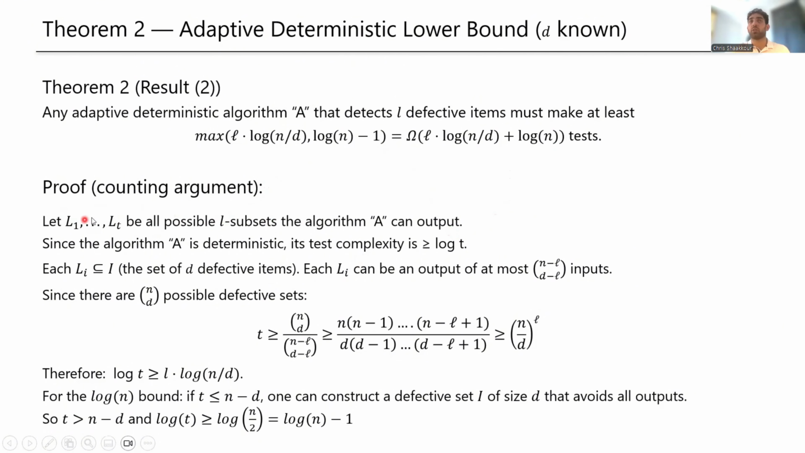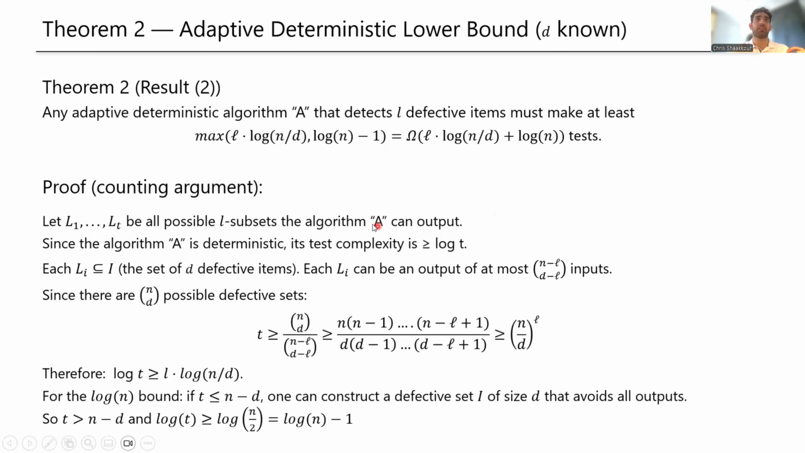And for each L_i, the size is L. So let's generalize this. We run the algorithm and take all the unique subsets that this algorithm yields. We call this T: the number of unique L subsets that the algorithm A can output. Since the algorithm A is deterministic, its test complexity is greater than log of T. Okay, so T is the number of subsets.